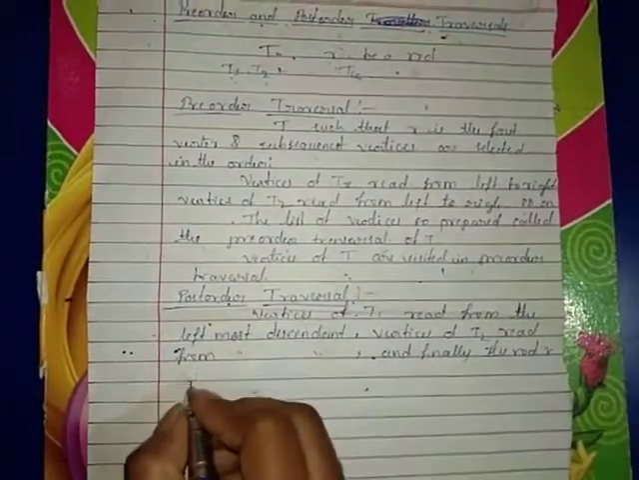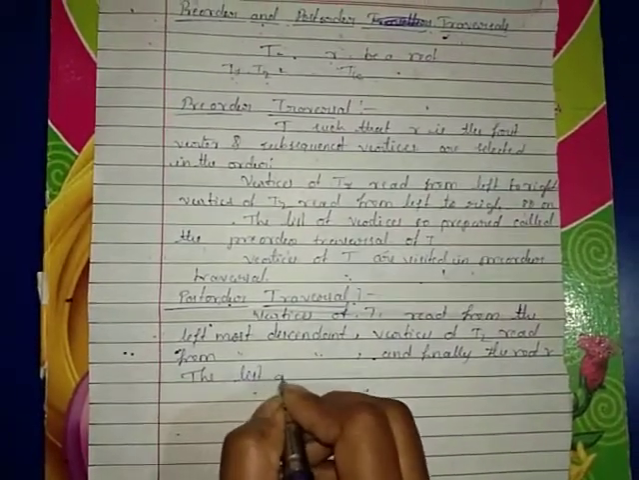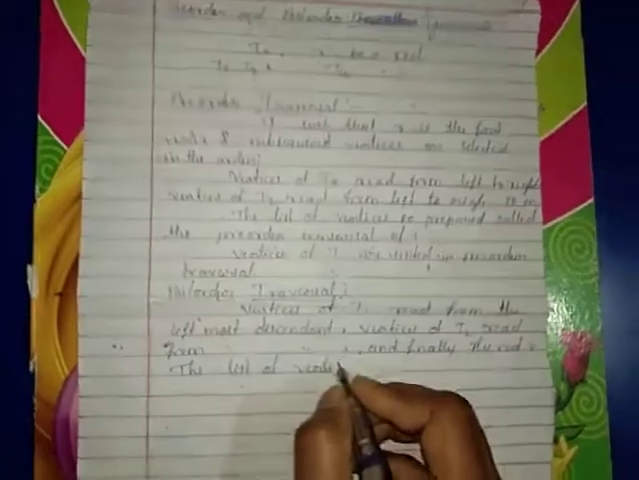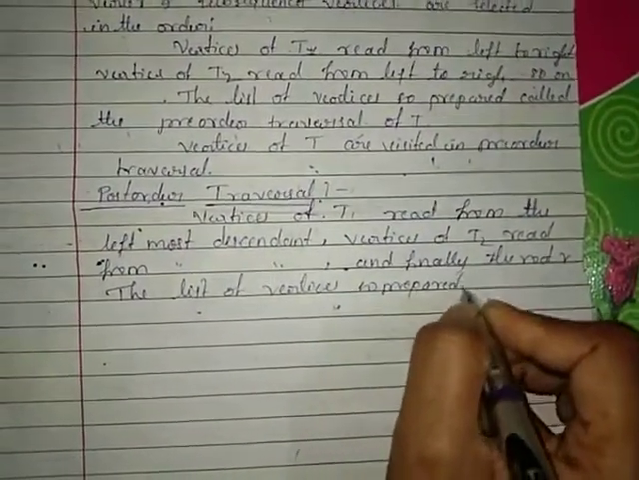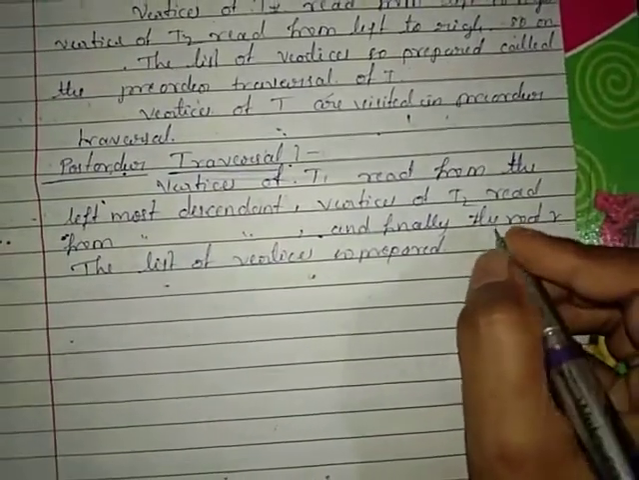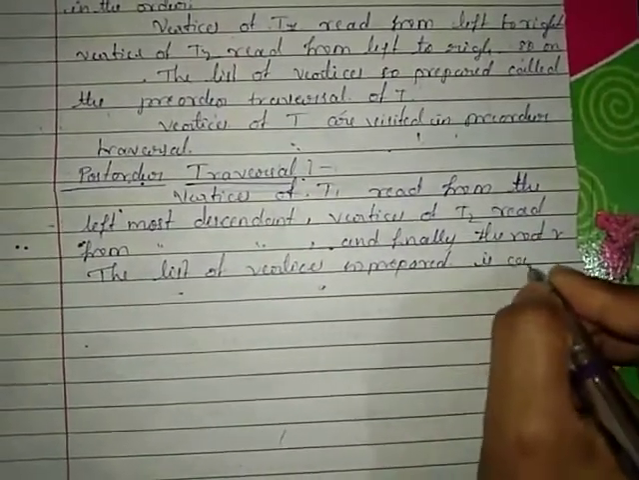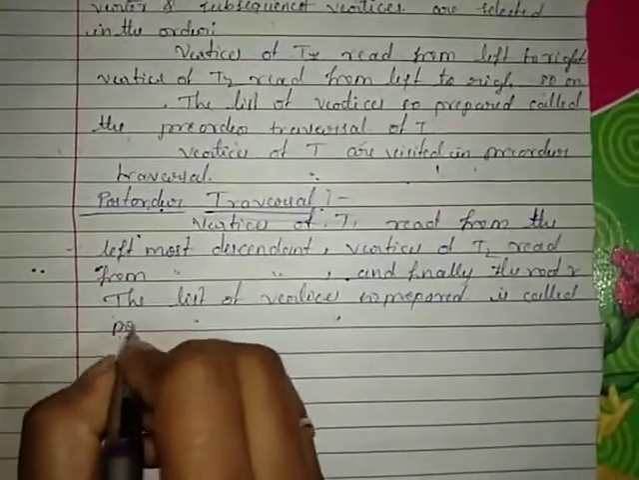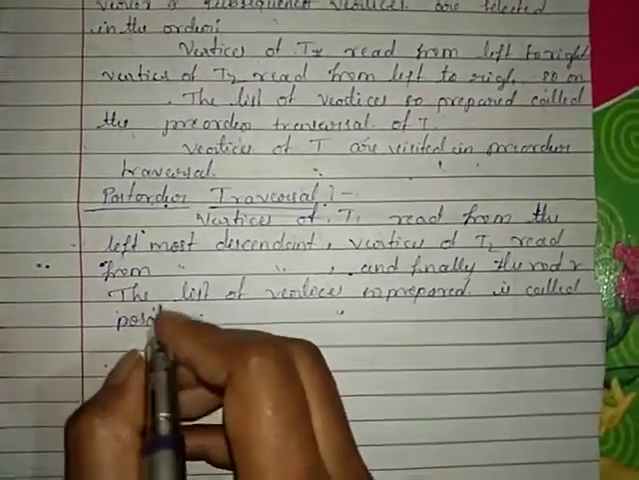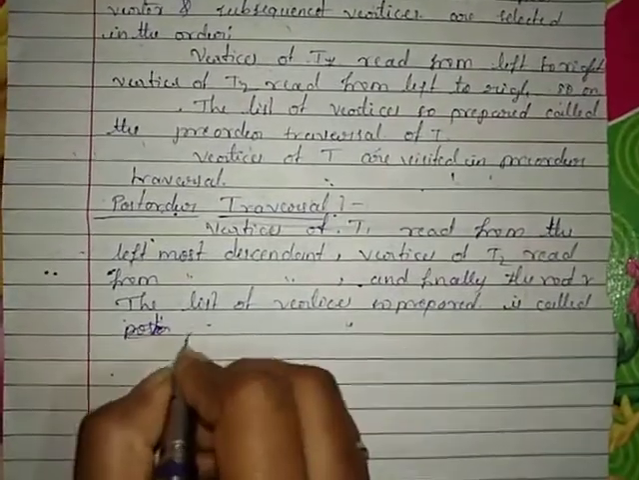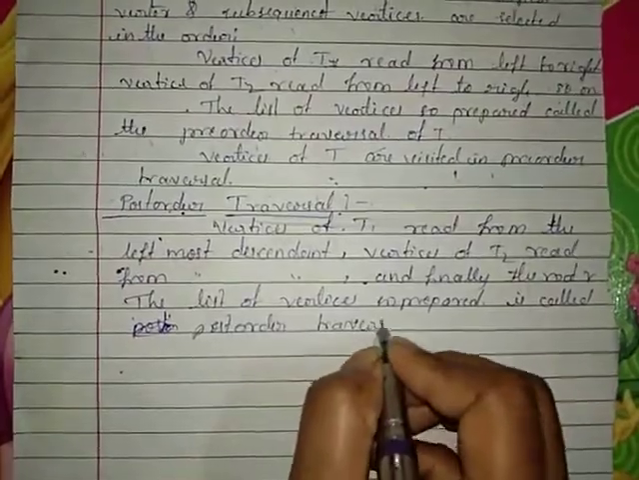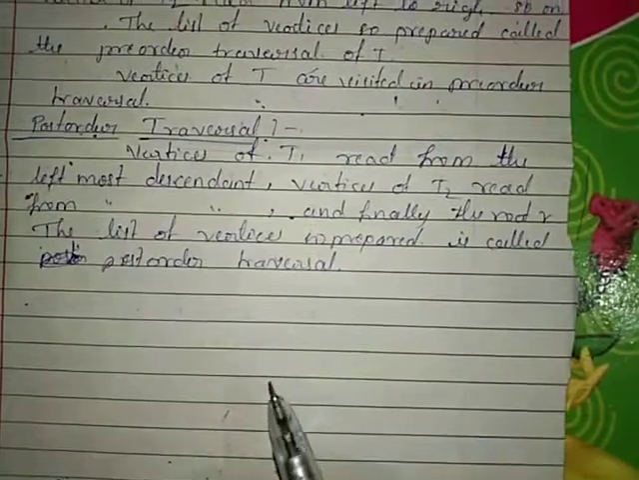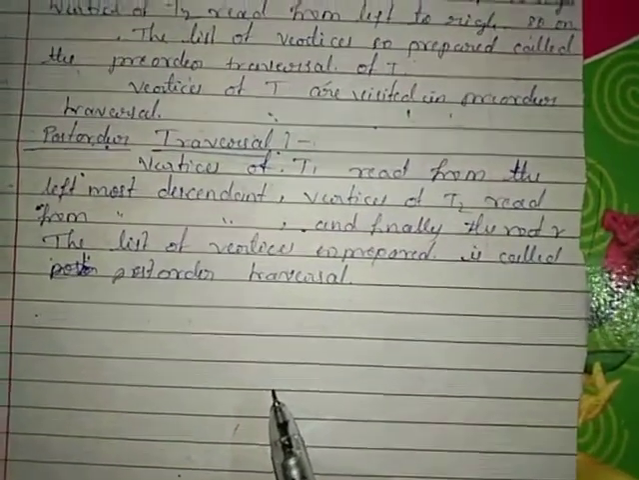The list of vertices so prepared is called post-order traversal. Equivalently, we say that the vertices of T are visited in post-order traversal.